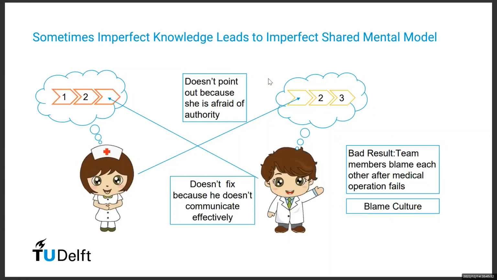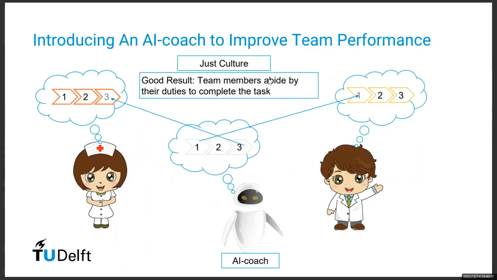Sometimes imperfect knowledge leads to imperfect shared mental models. Here, both the doctor and the nurse lack some knowledge, and for some reason, they don't communicate effectively or they're afraid of authority. They don't have a good overlap of mental models. And the imperfect shared mental model will lead to bad results. Then the team members blame each other after the medical operation fails, and that blame doesn't change anything. So this is blame culture.